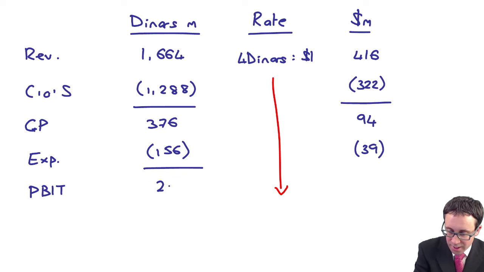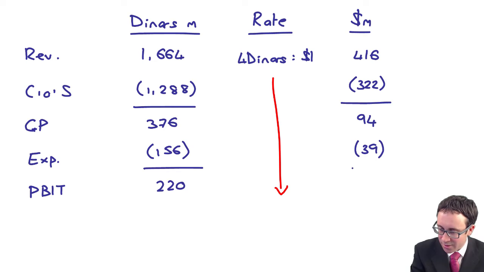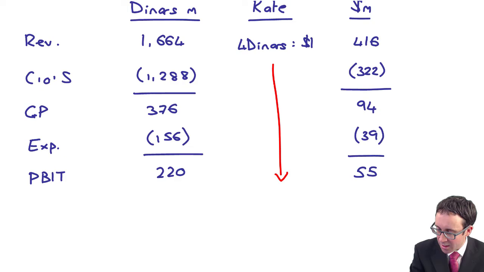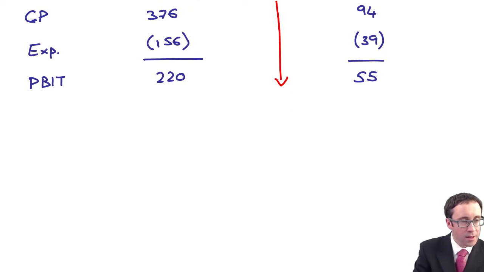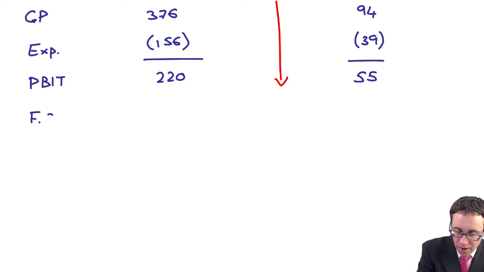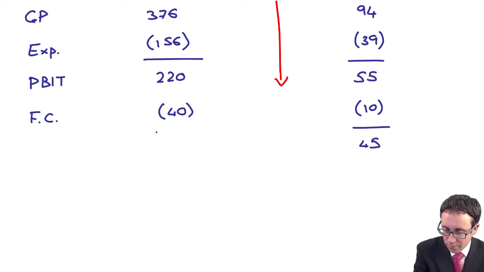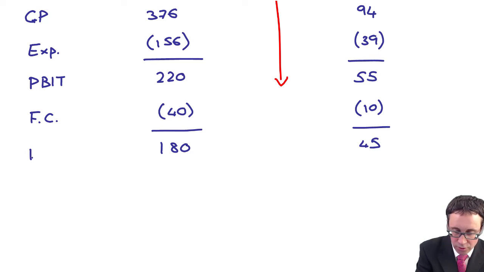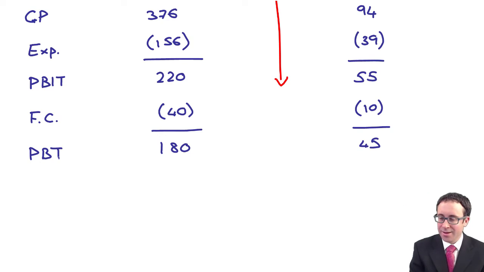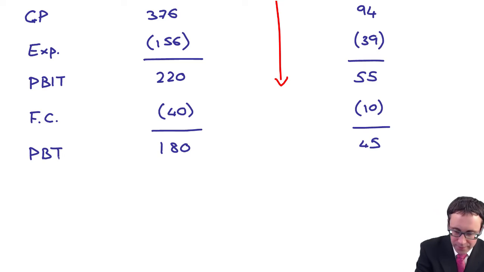Profits before interest and tax are there at 220. Again, you can either translate it or add it down. Personally, I would just add it down, but it's up to you. You've then got your finance costs, which are 40, which at a rate of 4 gives you 10. So PBT, what was 180 in the functional currency of the sub, translates into 45 in the presentation currency of the group.